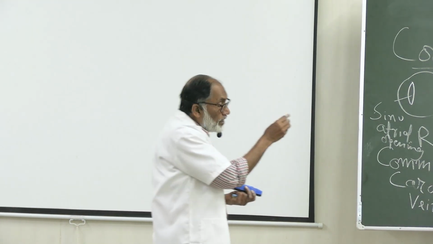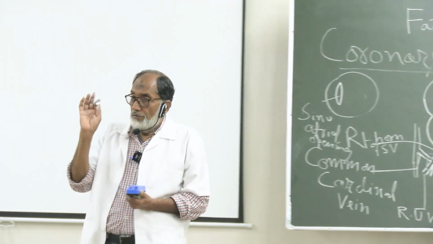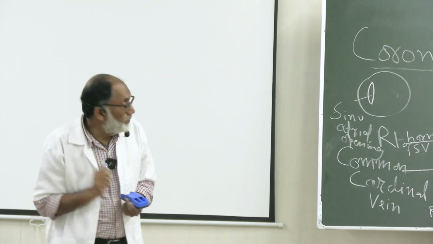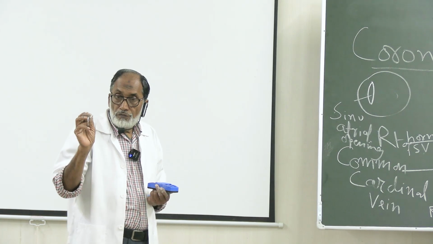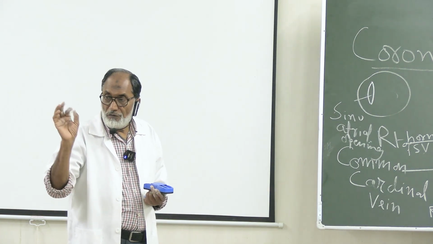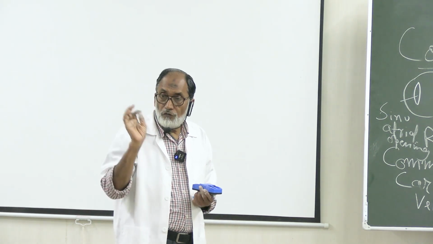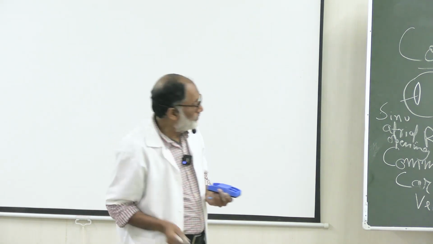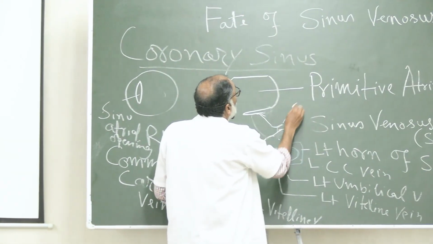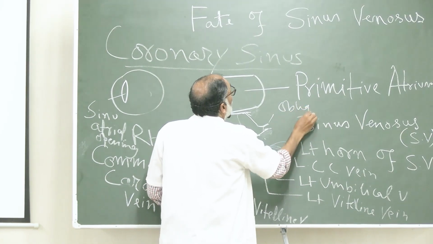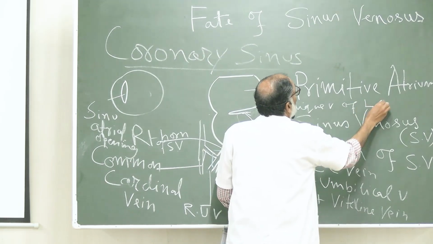Right? This common cardinal vein will form oblique vein of left atrium. The common cardinal vein will form the oblique vein of left atrium. This is the common cardinal vein, oblique vein of left atrium.